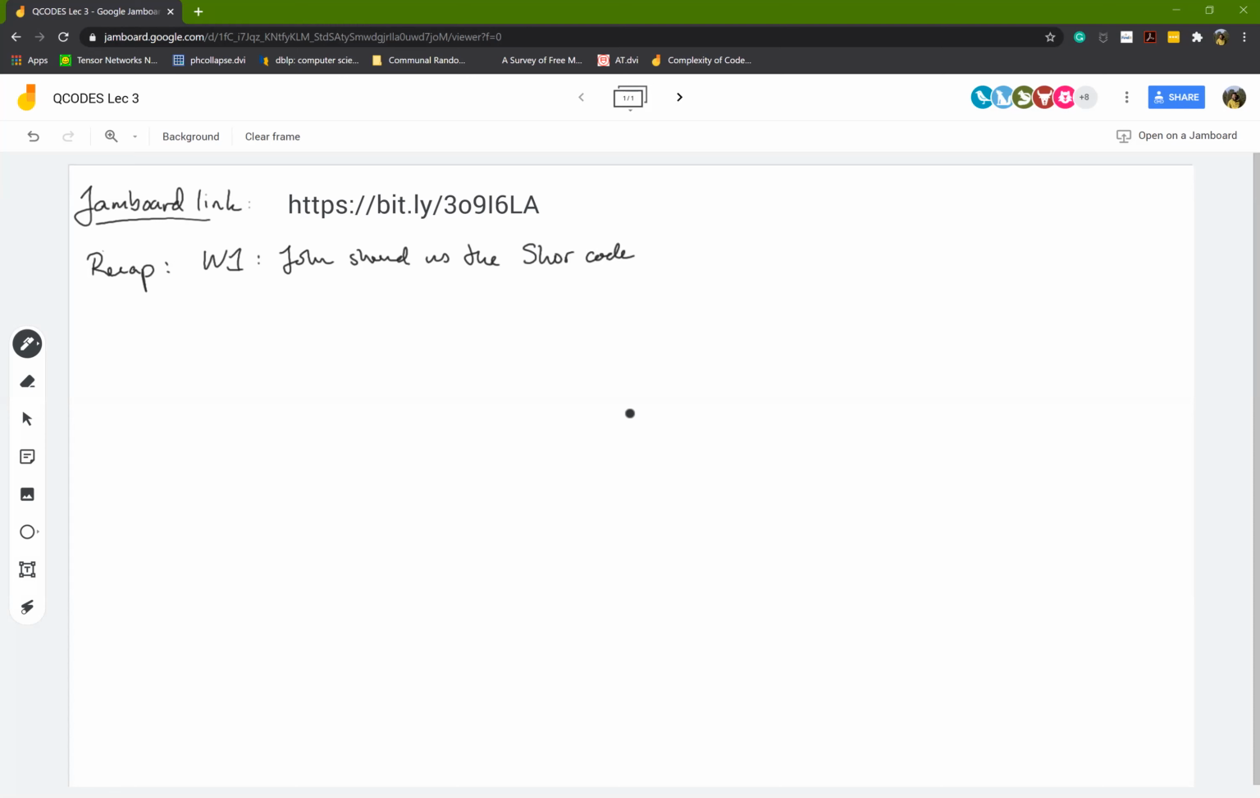There's the Shor code. And then week 2, we had Anand, and he showed us the toric code. And plus, we also saw the stabilizer formalism for a code. So I'm just going to assume that everyone is at least familiar with that to some degree.